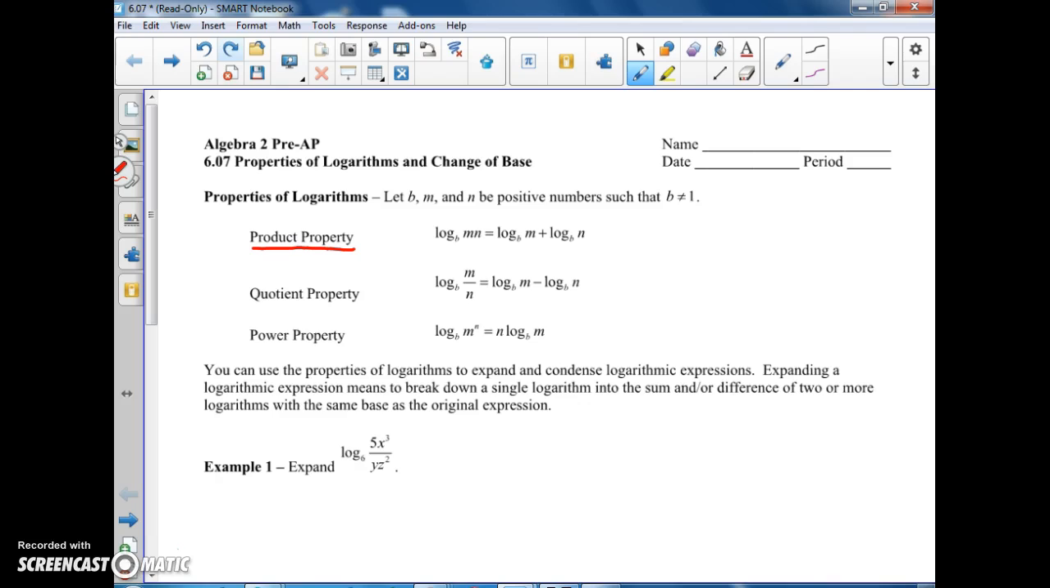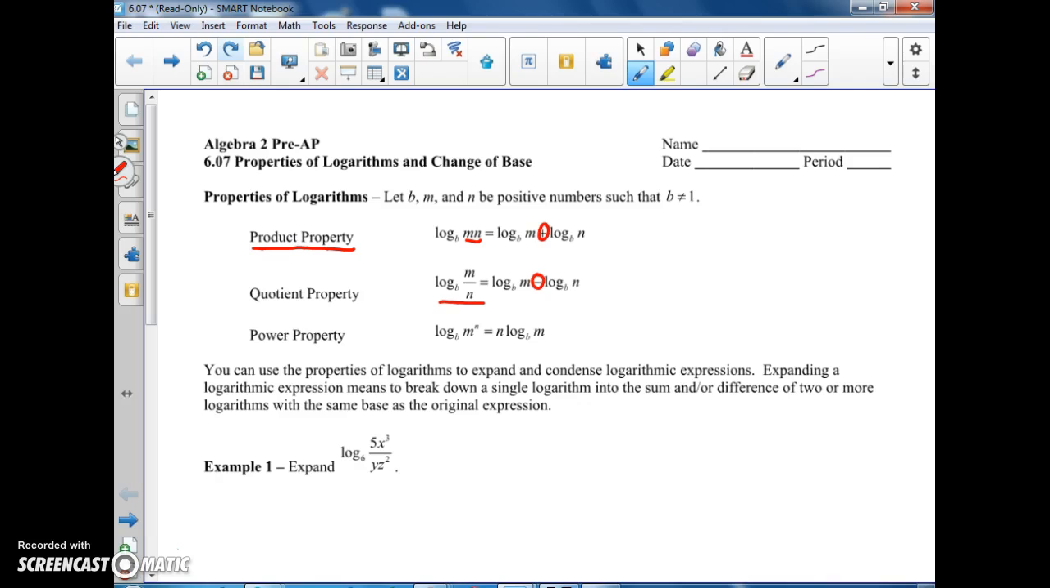Okay, so look at this. You're having log b of m times n. Whenever you multiply, that means you're going to add. So multiply those two together, that means you're going to add the logs together. The second one is quotient. Quotient means to divide. Whenever you divide, division means subtraction. So multiplication means addition, division means subtraction. You guys kind of know these things. You've used these before with bases.